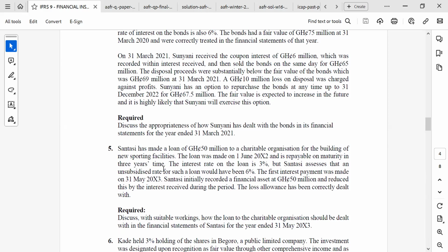Santase initially recorded the financial asset at 50 million and reduced this by the interest received during the period. Loss allowance has been correctly dealt with.